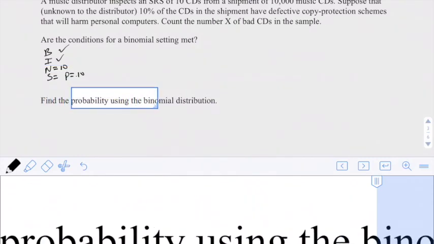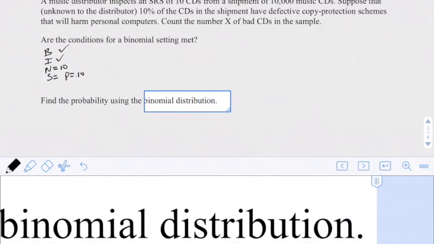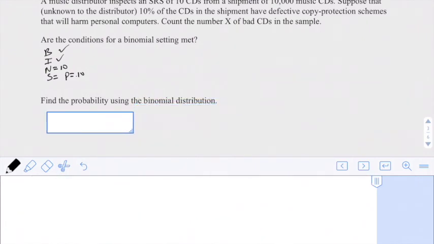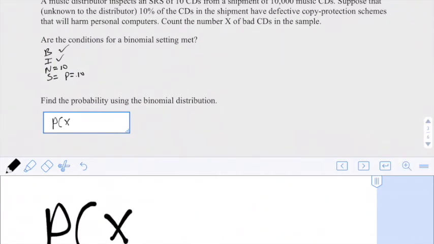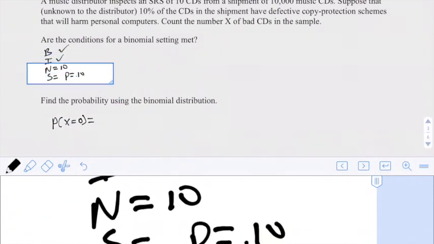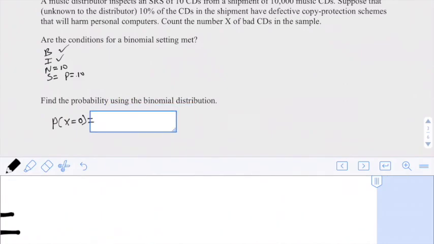Find the probability using the binomial distribution. So we want to know the probability that there will be any bad CDs. So the probability X equals 0. This is the probability that there won't be any bad CDs. I said it's binomial, I said N and P, so that's good enough.